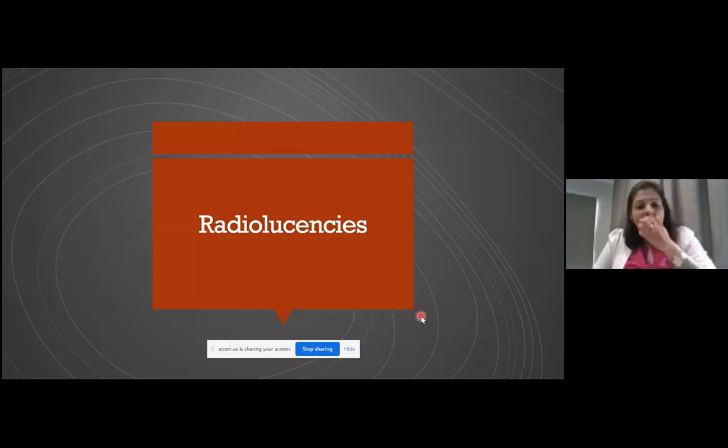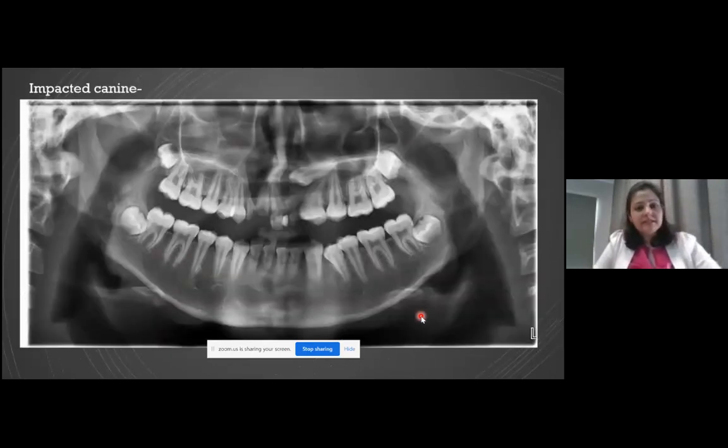Right, so I will move on to radiolucencies now, one of the most important indications of a panoramic radiograph, to look at various types of radiolucencies. I'll give you more examples so that you can understand. Okay, so we're still retaining the impacted canine, a very important area to look at. Here you can see that the 2-3 is impacted, right?